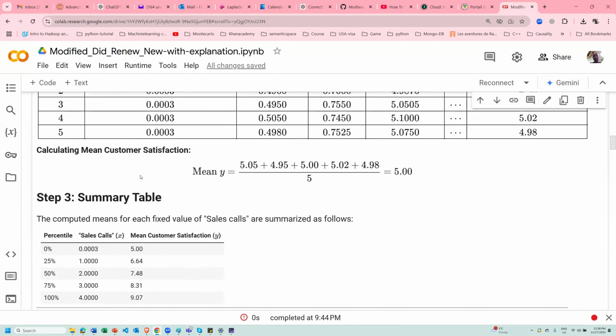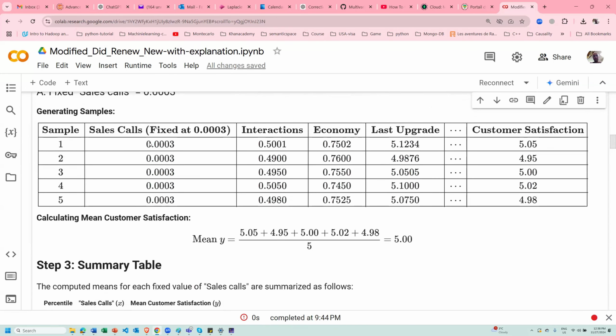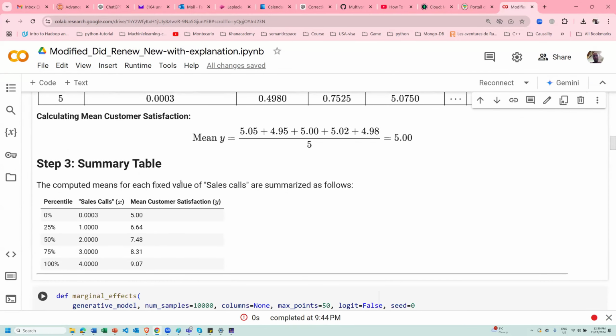Basically, as I showed you in my presentation, we intervene. I told you we intervene. We are fixing the values, and then we calculate the changes, and we say that this is the causal effect.